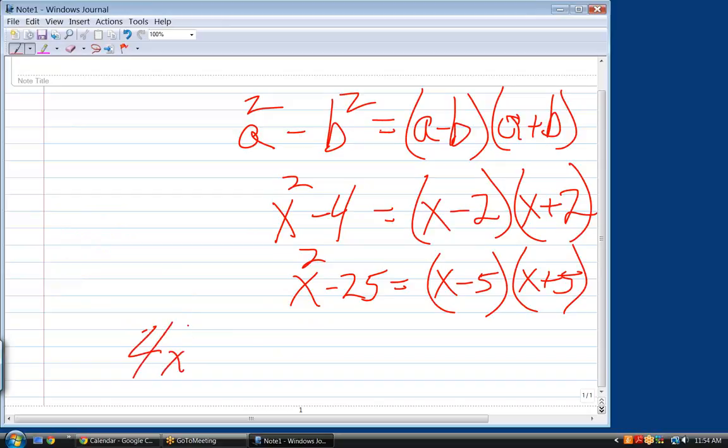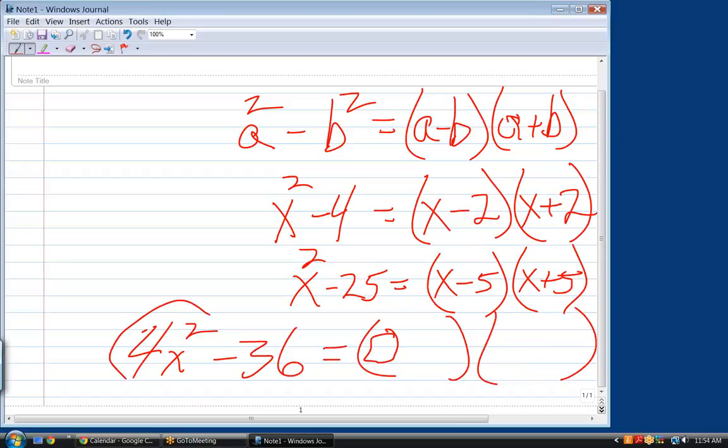Let me give you a little harder one. So whatever goes there is the square root of that. And whatever goes there is the square root of that. So would it be 2x minus 6, and then the reverse of that? Very good.